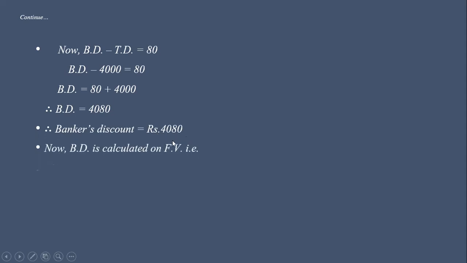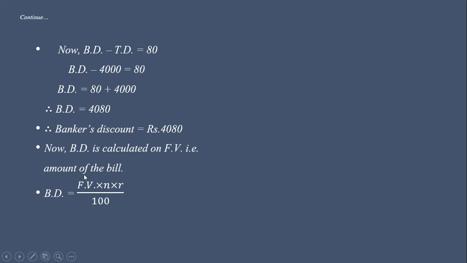Now we want to find the amount of the bill, that is face value of the bill. Banker's discount is calculated on face value. So we use this formula, BD is equal to FV into N into R upon 100. Banker's discount we have calculated here, BD is 4080.